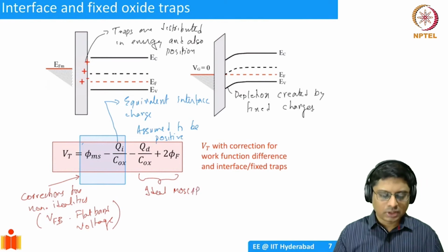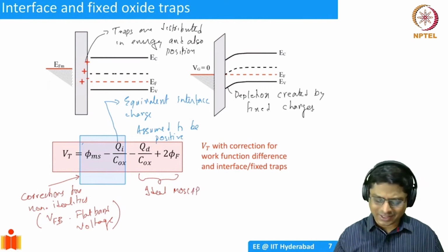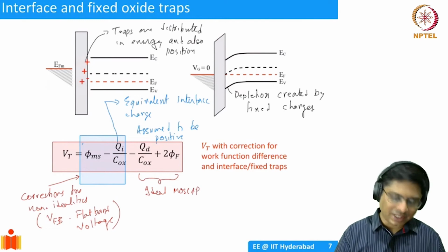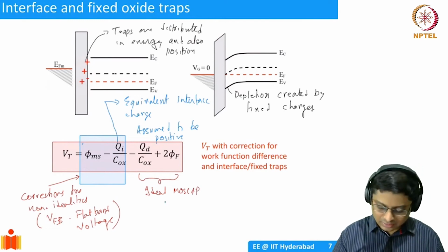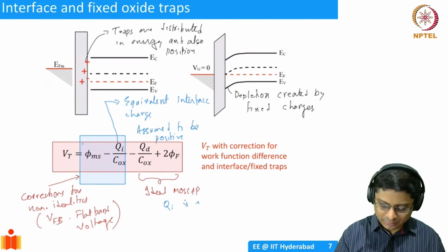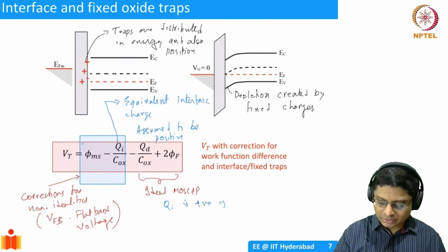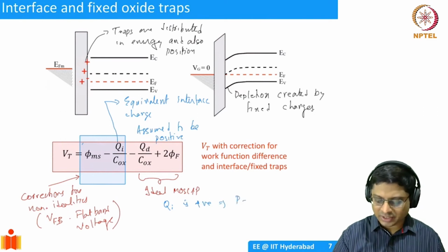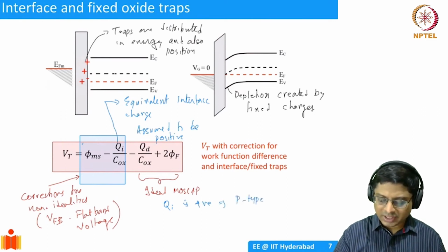Okay, so now let's just analyze quickly. Let's say your QI, the equivalent interface charge, is positive. If your QI is positive, what should happen? It implies the p-type semiconductor is depleted. If you have a p-type semiconductor, it will drive the holes away. P-type depleted.